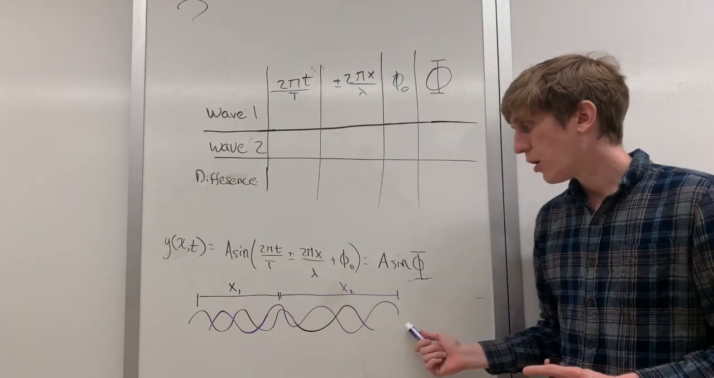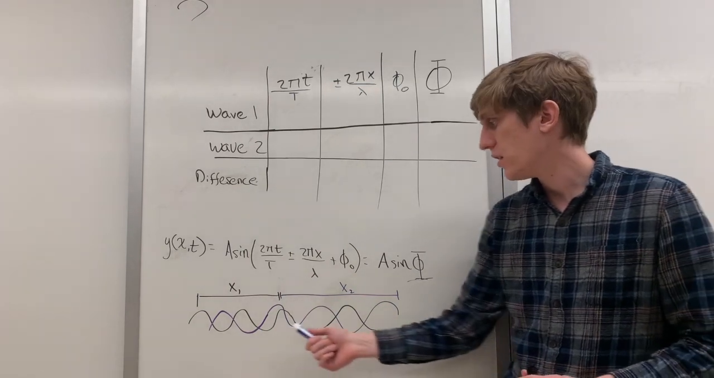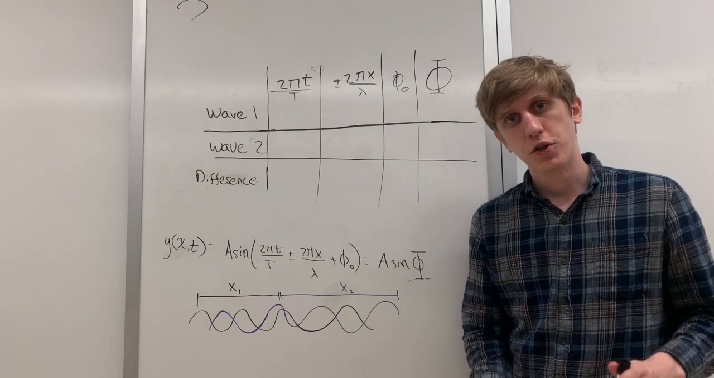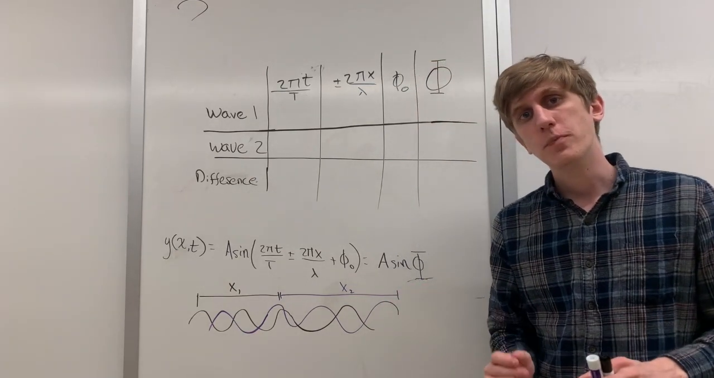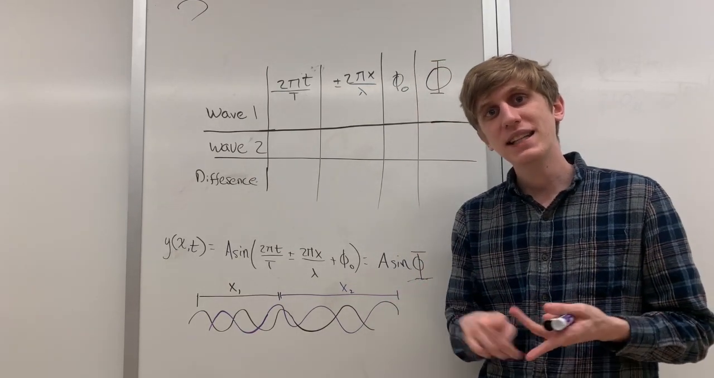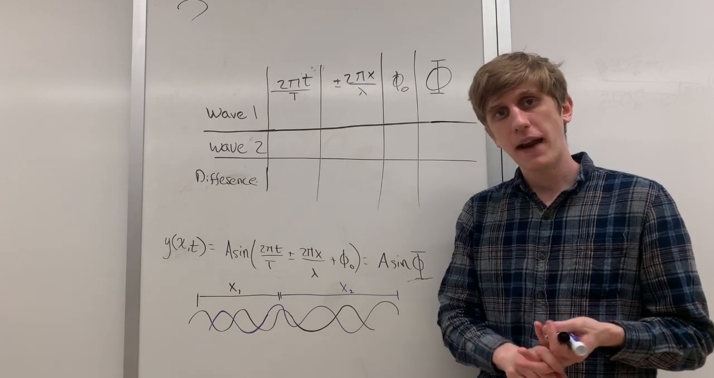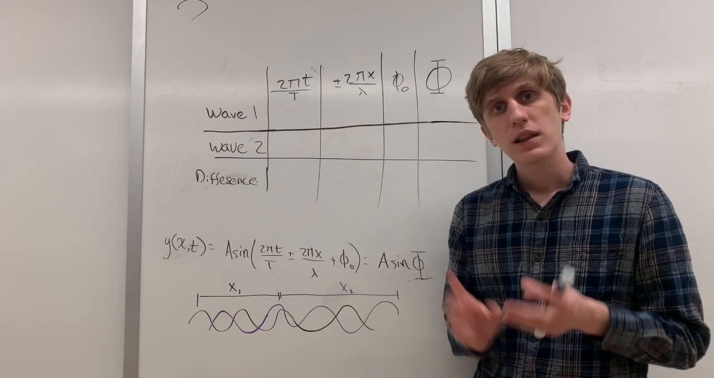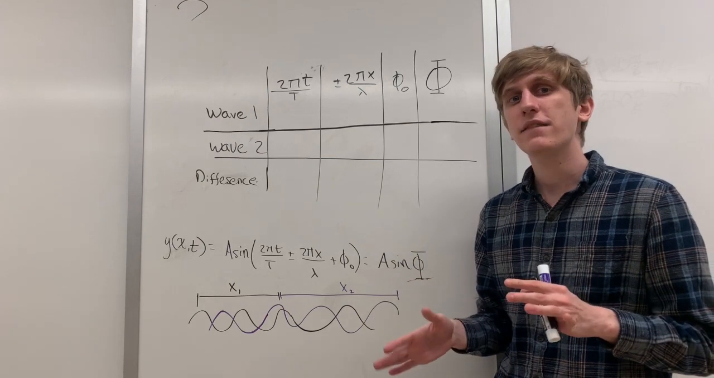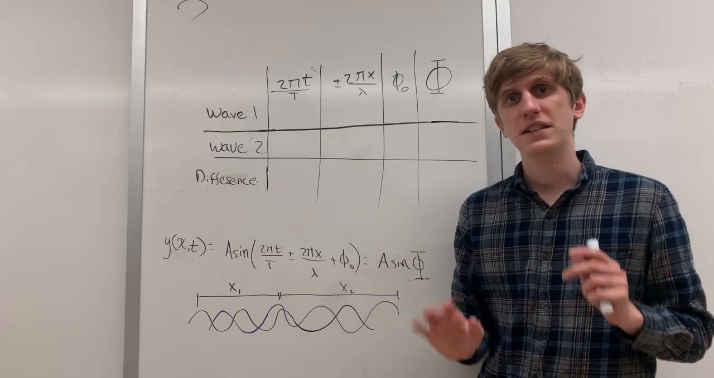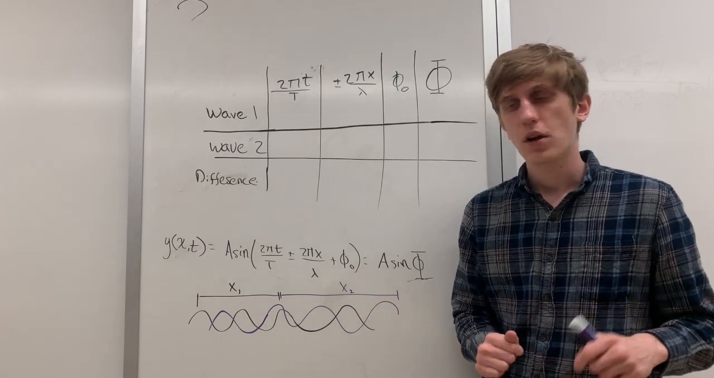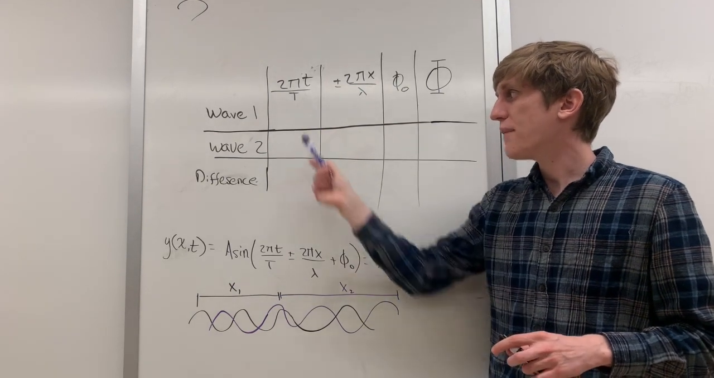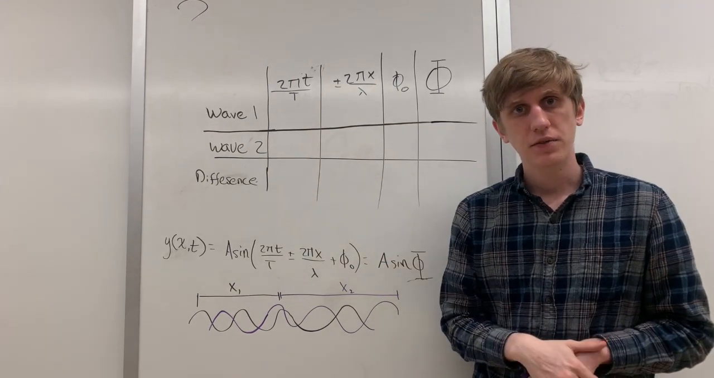And the distance that the purple wave has to travel to get from here to here, we're going to label x2. We're going to assume that the waves have the same frequency, wavelength, and fixed phase constant. Let's do this analysis and see if we can figure out what kind of interference these waves will experience. We'll go column by column and look at the difference in these values.